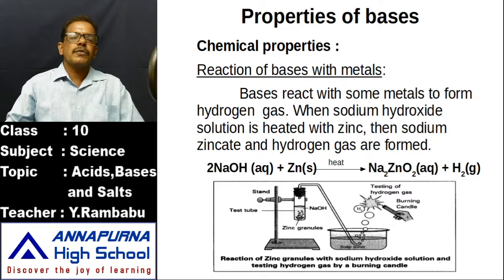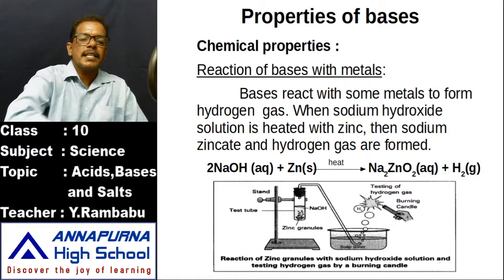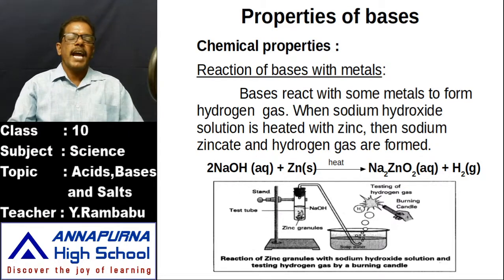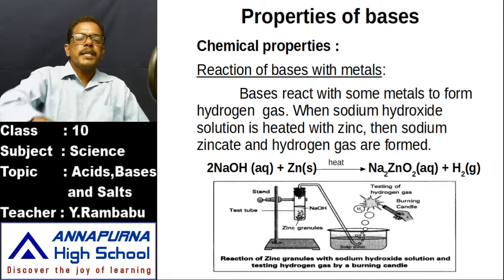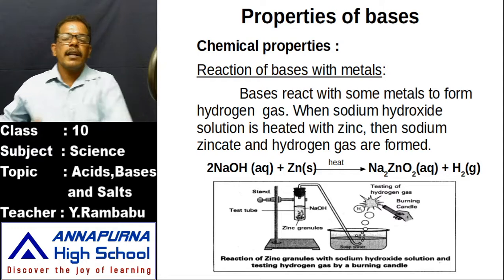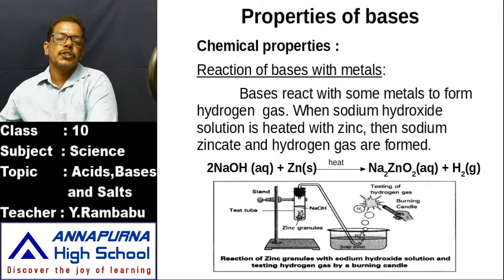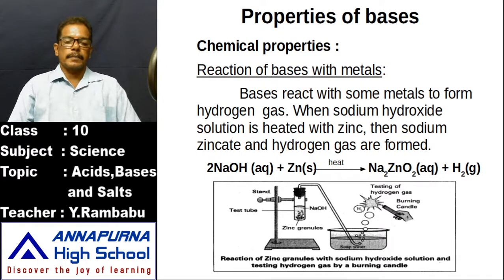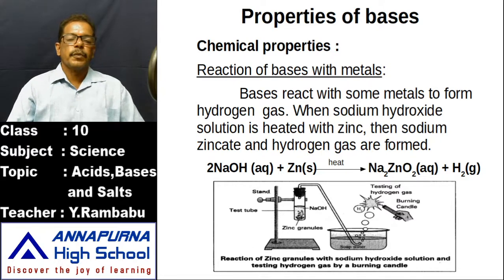This aqueous solution of sodium hydroxide is added to the zinc pieces taken in the boiling tube, and fixed to the retort stand as shown in the figure. Immediately cover the mouth of the boiling tube with a single-hole rubber cork, and a delivery tube is passed through the hole. The other end of the delivery tube is placed in a jar which contains soap water. Then within a few seconds or minutes, we observe formation of bubbles near the zinc granules.